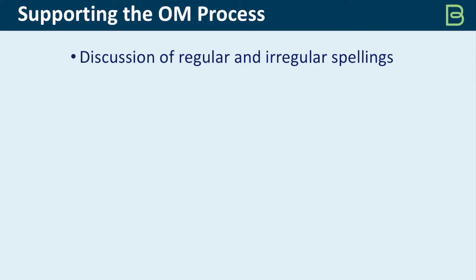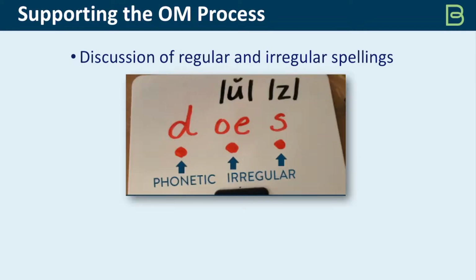We also can support orthographic mapping by having a discussion about regular and irregular spellings in our words. Irregular words are definitely a challenge for students, but we remove that challenge when we teach them using sound and spelling connections rather than having students attempt to use phonics strategies to decode those words. Our discussion allows students to adjust their normal mapping. So we want to make sure we're discussing parts of the words that are spelled phonetically, like the D in this word, and the parts of the words that are irregular. They have unexpected spellings, like the and the Z.